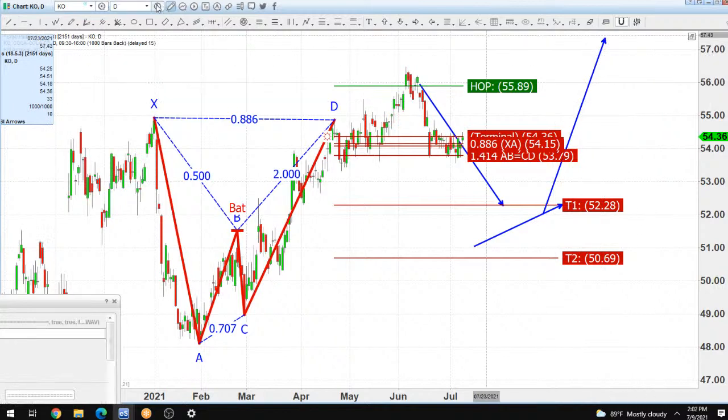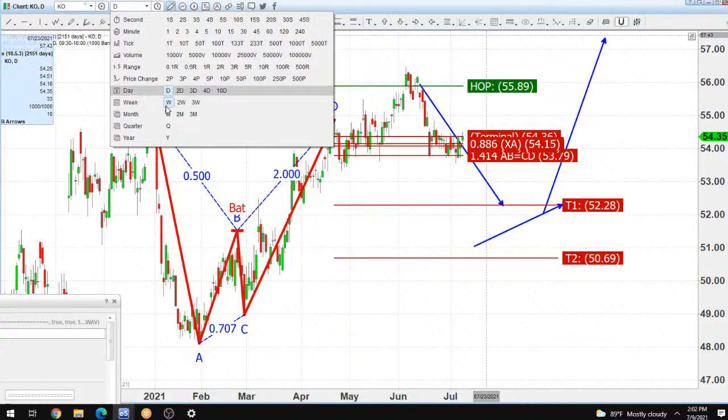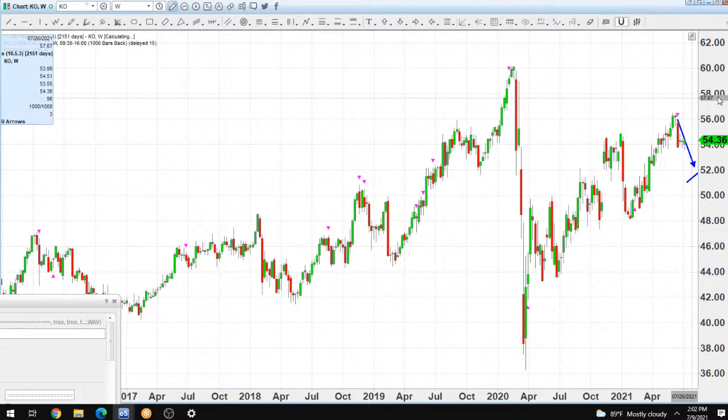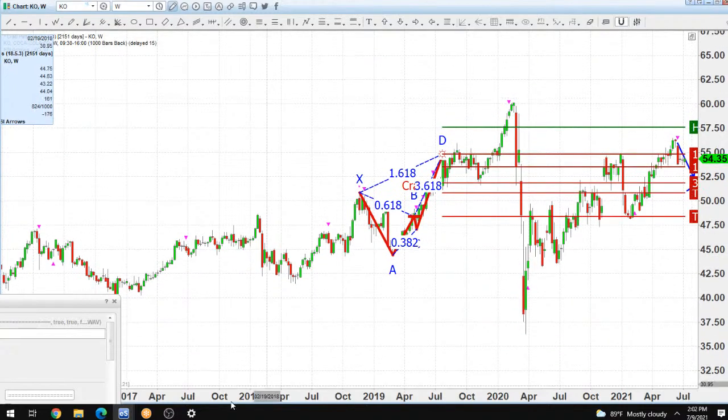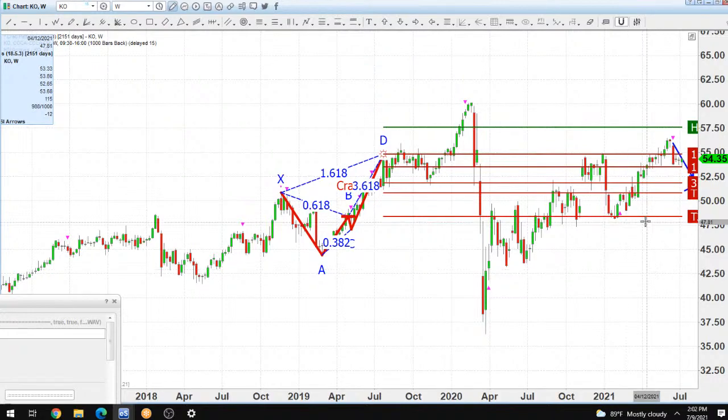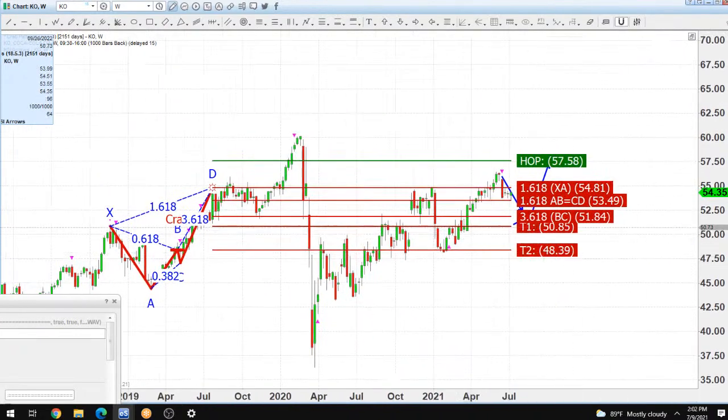That's what you want to see. I mean, you want to see that in your best long-term trending situations. Here's Coca-Cola now, going back on a weekly chart. Take a look. We see any patterns? Sure.